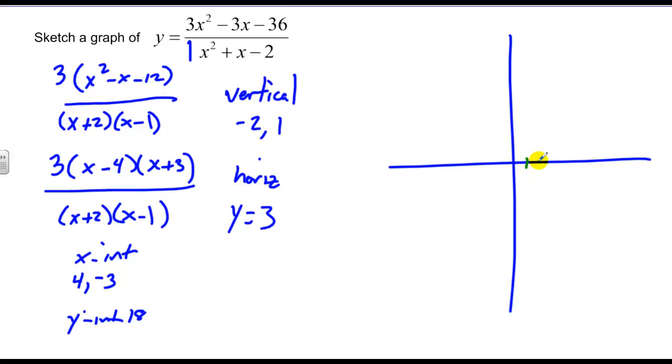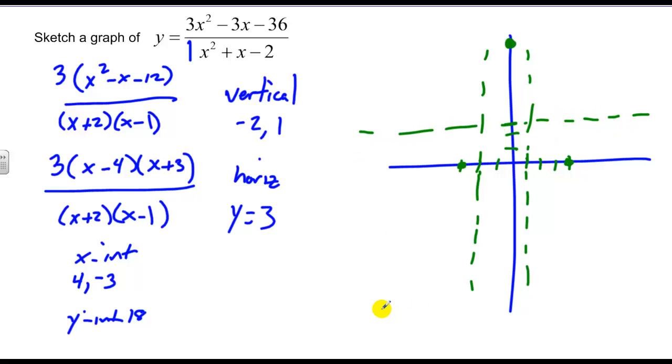X-intercepts of 4 and negative 3. Vertical asymptotes of negative 2, positive 1. Y-intercept of 18, so it's way the heck up here somewhere. Horizontal of 3. I've got some good ideas as to what this graph looks like.